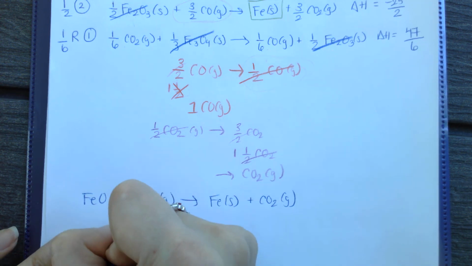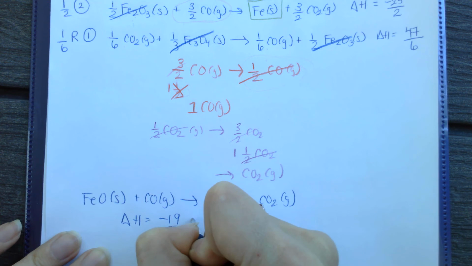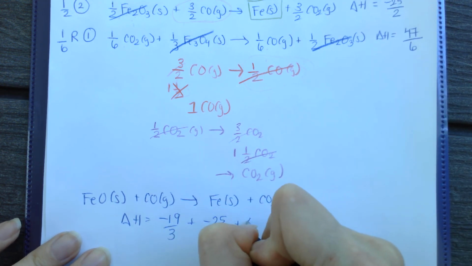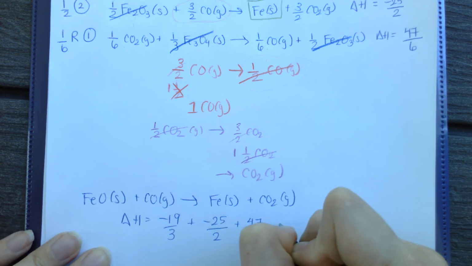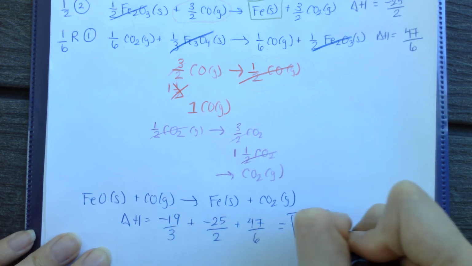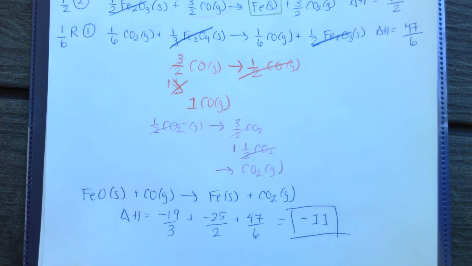Okay, so now for our delta H, that's -19/3 plus -25/2 plus 47/6. Add that together, we get -11. So the enthalpy of this reaction here was -11.